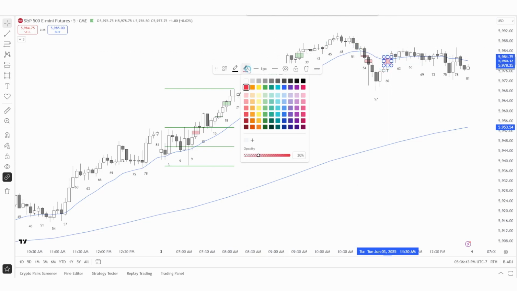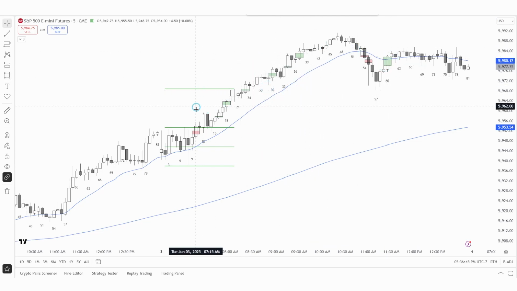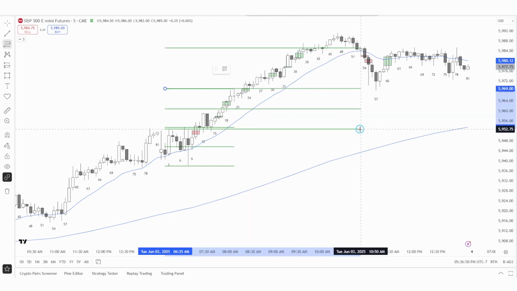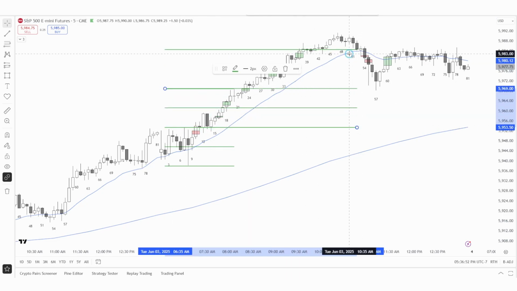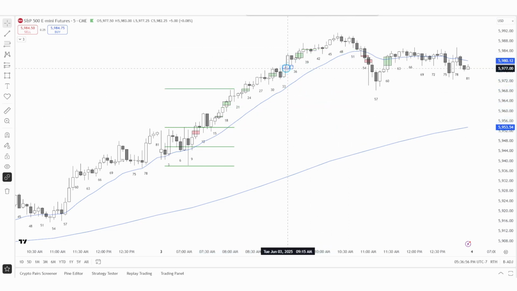Then I'll just leave it like that. Looks like 2R of this range was met. Let's see. So yeah, 2R was met. That's pretty cool. Rare day. Good for bulls.